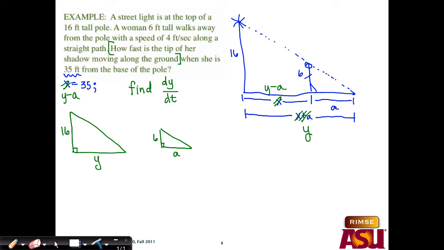Y and A and X are kind of all over the place. I need Y minus A to be 35. Let's see. A woman 6 feet tall walks away from the pole with a speed of 4 feet per second. Oh, 4 feet per second is the speed at which this is increasing.